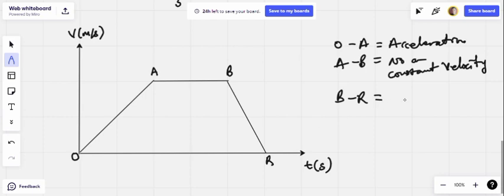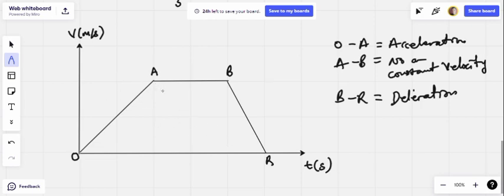From B to R means what? Deceleration. Or you call it negative acceleration, or you call it deceleration. So that means the body's acceleration is reducing gradually until it finally comes to rest. So that is how to analyze a velocity time graph. This is a combination of the three graphs that we've drawn so far.